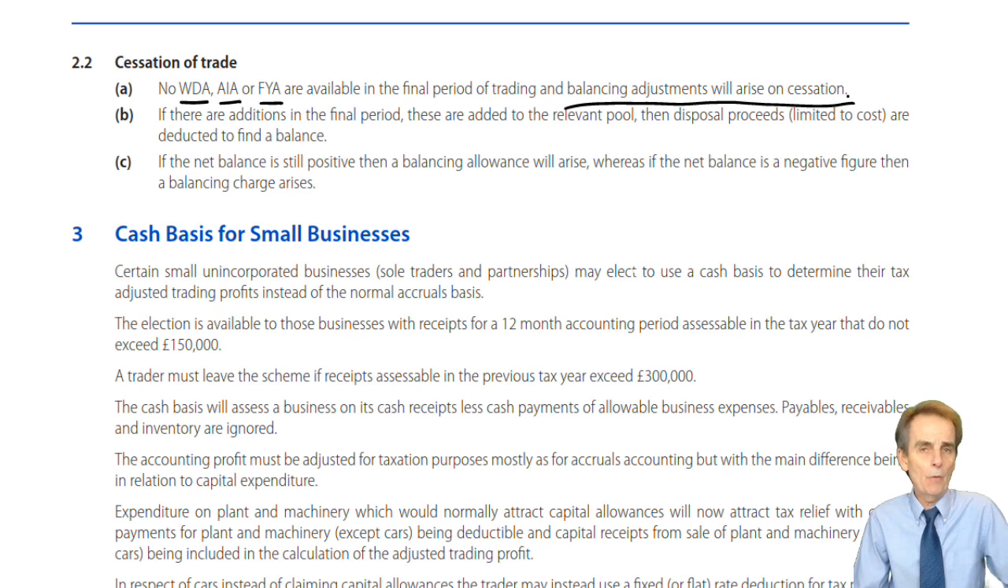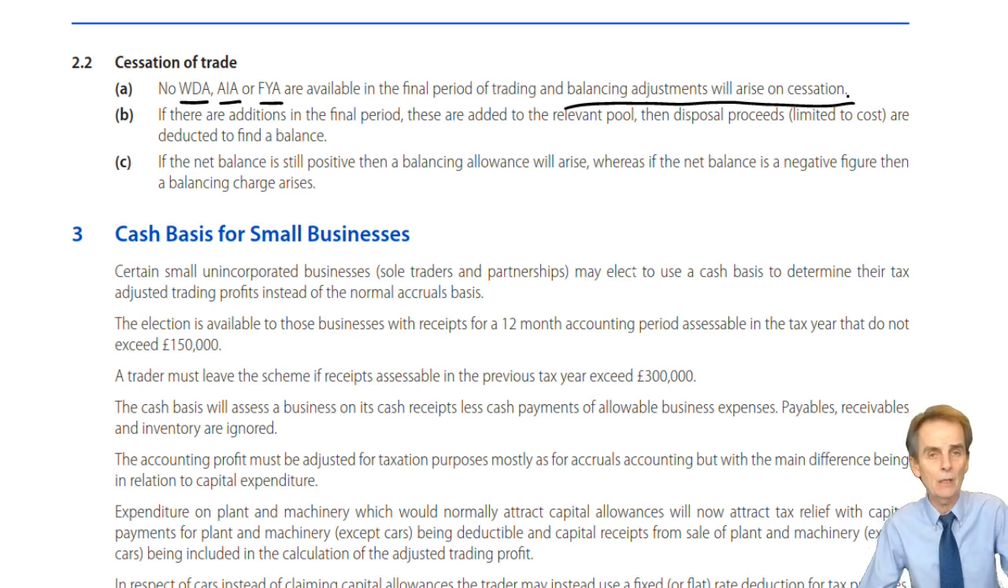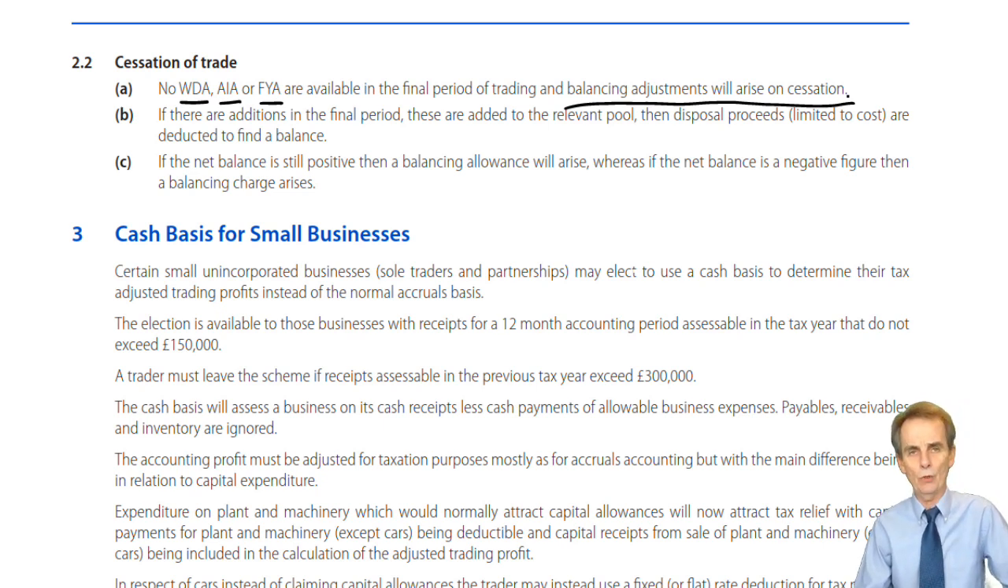Now, that might have to be repeated 2 or 3 times over. We may have the main pool, the special rate pool. You may have non-pool assets. On each of those categories, we deduct the proceeds from the tax written down value, and the difference that is derived is a balancing adjustment. Remember how we determined the balancing adjustments and what we would do with them.